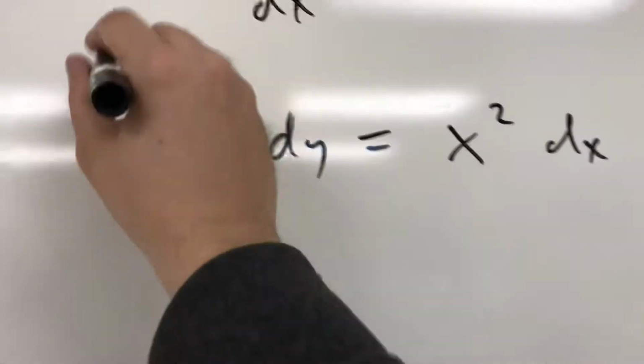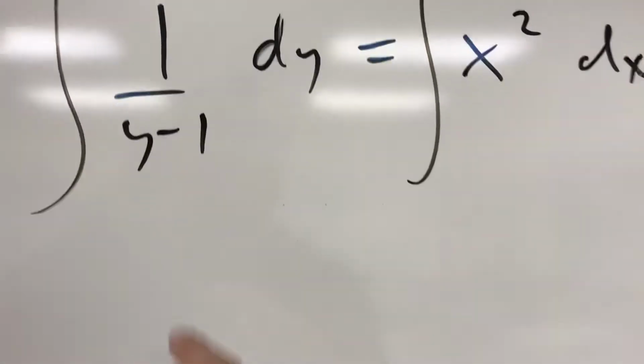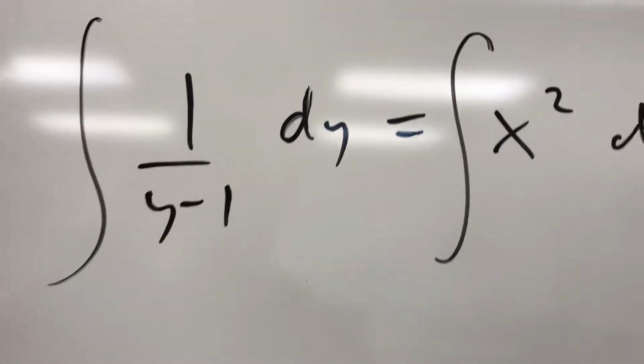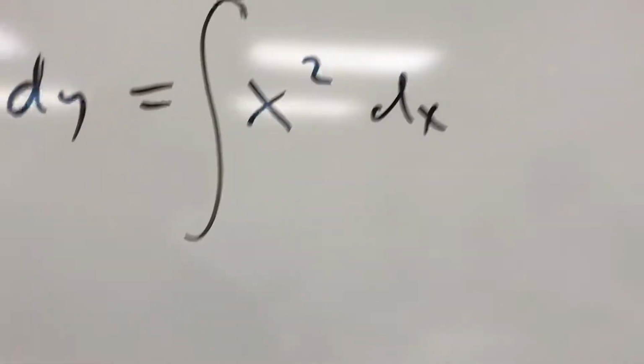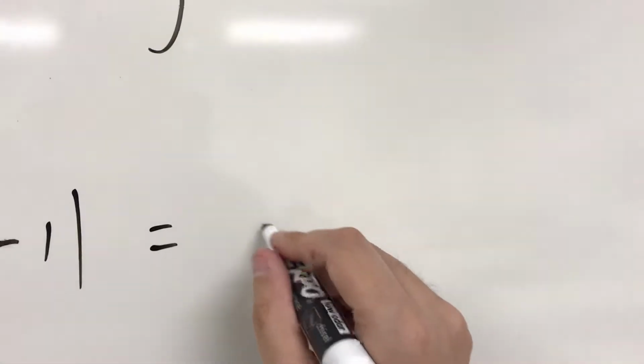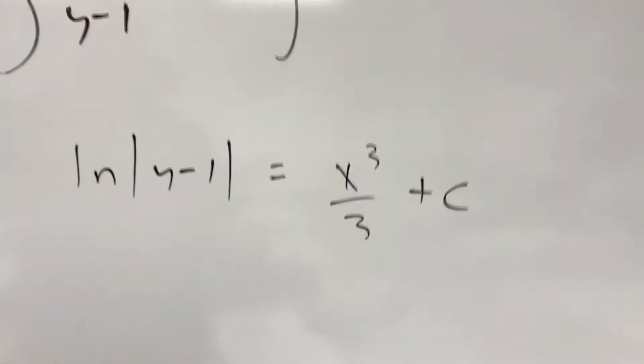If these two things are equal, their integrals are going to be equal. That's a reciprocal over here. Notice the derivative of the inside function is 1, so I don't really have to worry about the chain rule there. It's going to be ln of the absolute value of y minus 1. And on the other side, the integral of that is going to be x cubed over 3. Don't forget your plus c, okay?